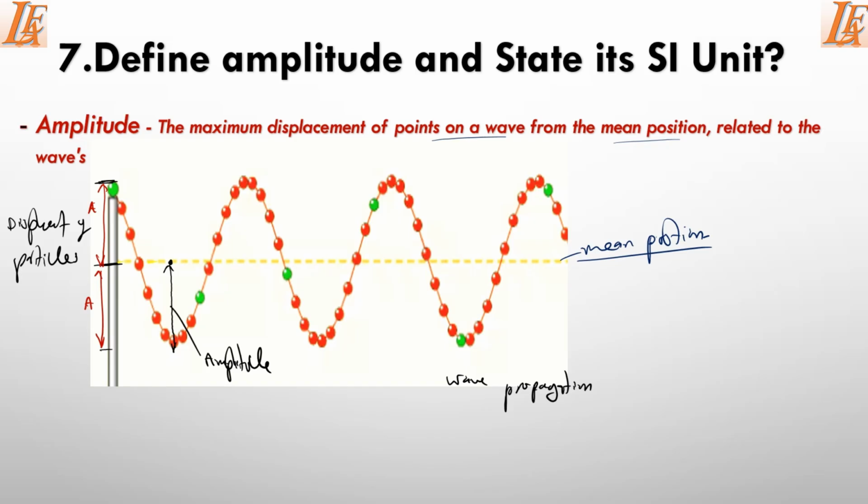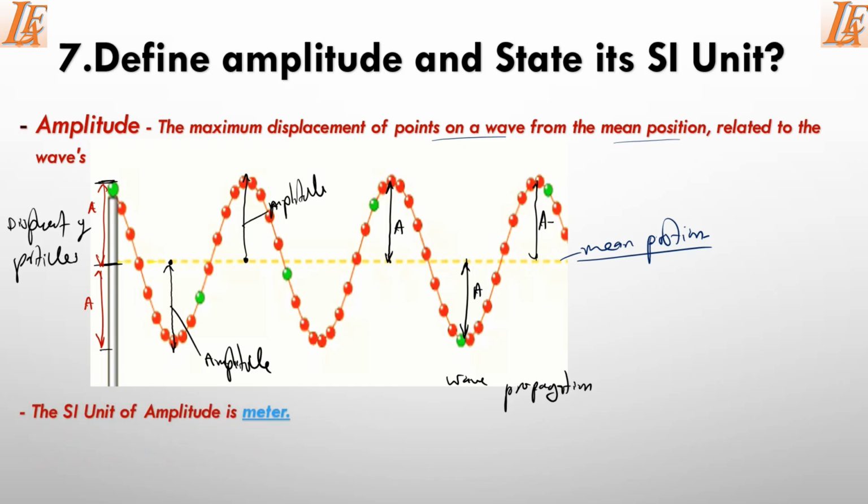Or you can stand on this upper side, from this yellow line to the maximum displacement of particles. This is what we call an amplitude. So you can do it at any point where you have a crest or a trough. This is an amplitude, and also here you can get an amplitude. So the SI unit of amplitude is meter. We measure amplitude in terms of meter. Sometimes you can get it in centimeters and millimeters.